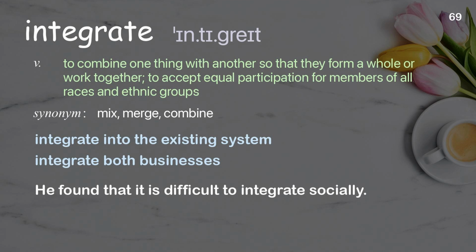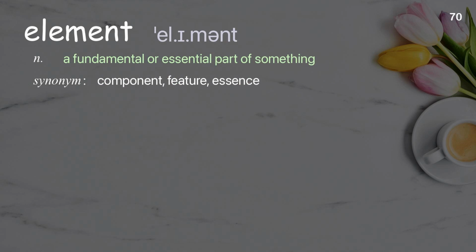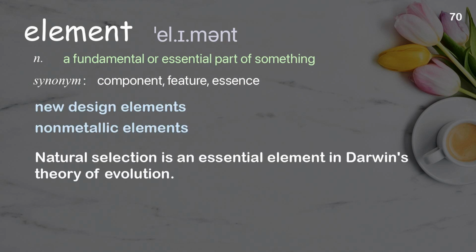Element. A fundamental or essential part of something. Examples: New design elements. Non-metallic elements. Natural selection is an essential element in Darwin's theory of evolution.